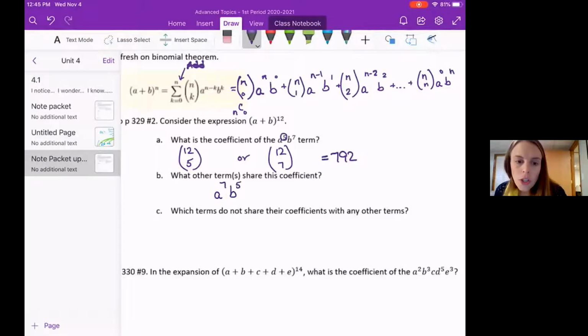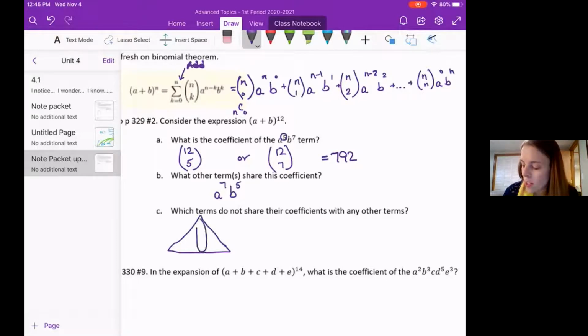Question C, which terms do not share their coefficients with any other terms? So when we're thinking about that 12th row of Pascal's triangle, if you remember in the triangle, the only way that something would not share a coefficient is if the entry was directly in the center of Pascal's triangle. Otherwise, the triangle itself is symmetric. And so if you get something over on the left, you're going to get something that matches it over on the right.